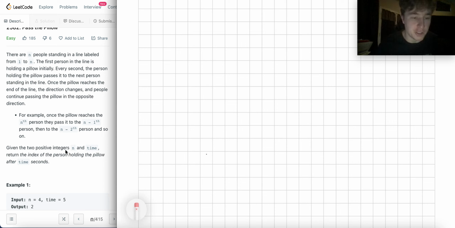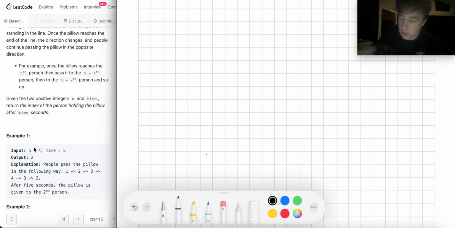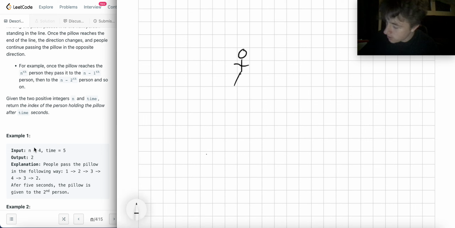Okay. So given the two positive integers n and time, return the index of the person holding the pillow after time seconds, right? So you're just trying to keep going through this whole system until you find when time equals 0, right? When you go through all time seconds, who's holding the pillow? All right. Now, the easiest way to solve this would be just the simulation. So let's just go ahead and look at that quickly, right? So if we had, in this example, n equals 4 people, right? So we have these 4 fellows standing in line, right?